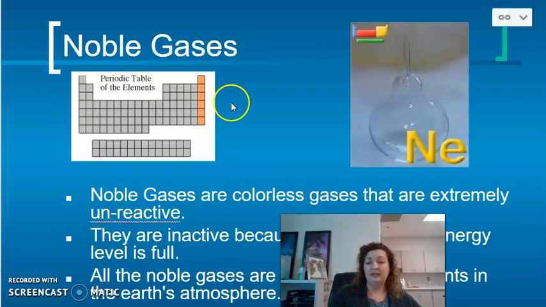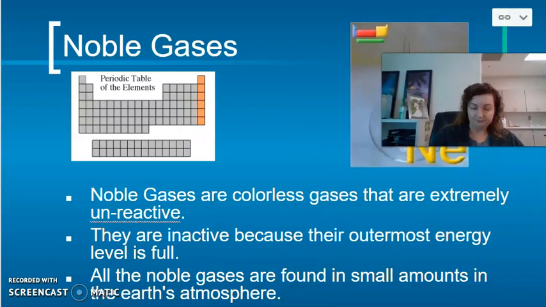And then the last one is our noble gases. And our noble gases are mostly a clear gas, right? They're highly unreactive. They're unreactive because they all have a full outer shell or full octet, all right? So they really have no reason to bond with other elements because they're already stable. And because of this, they don't really react.